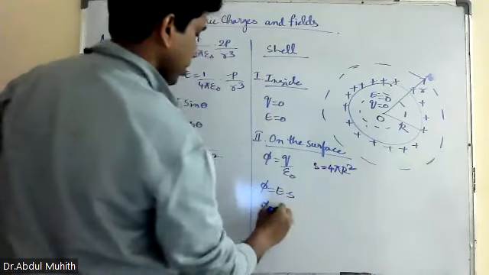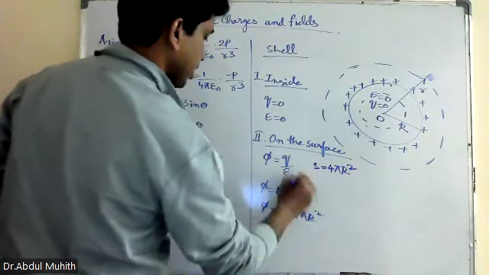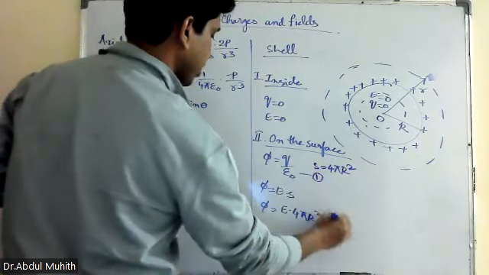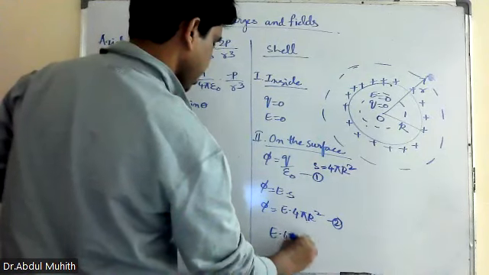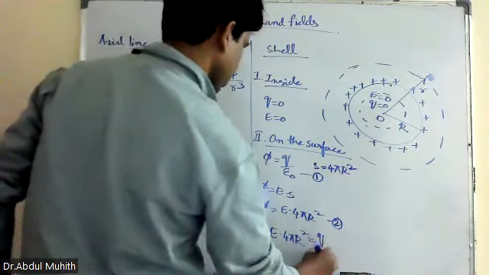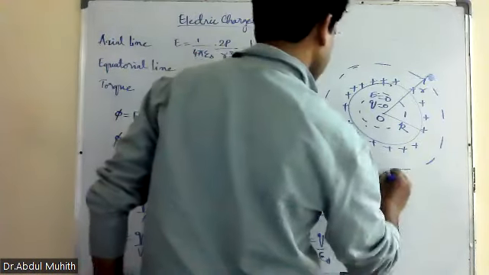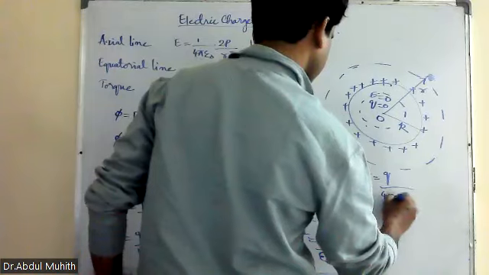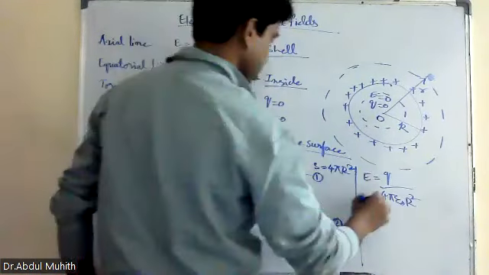So now it will become E into 4 pi r square. We have equation number 1 and equation number 2, and we are equating both of them. So E into 4 pi r square is equal to Q by epsilon 0. So E is equal to Q by 4 pi epsilon 0 r square. This is on the surface.